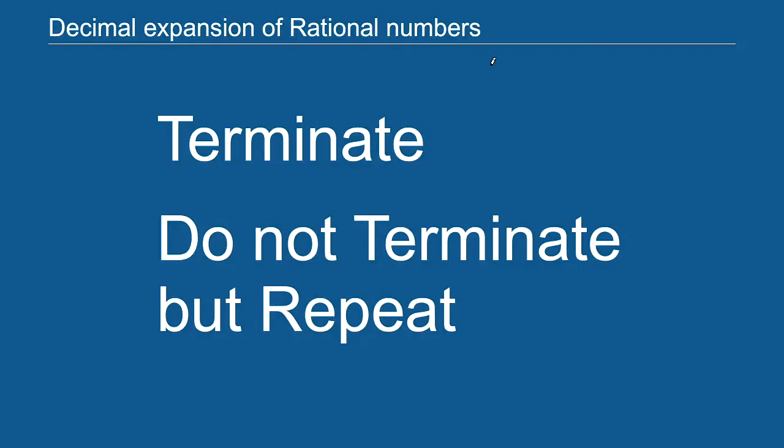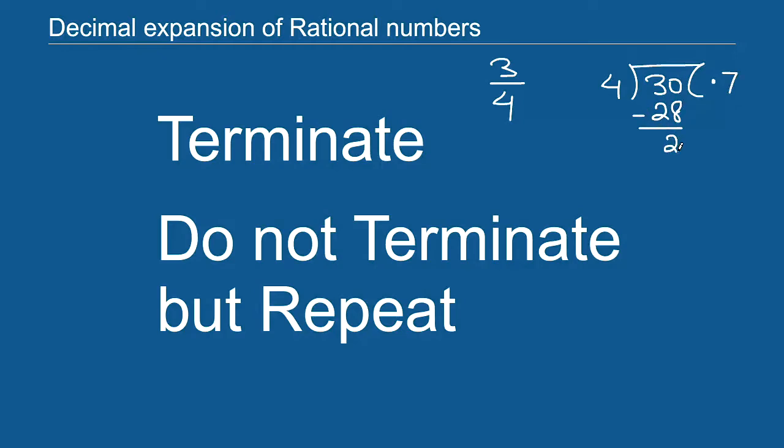So let's say we have a rational number like 3 by 4. What is the decimal expansion of this rational number? Well, the only way to find out is to carry out this division, isn't it? So we write the number 4 and the number 3. 3 is smaller than 4, so we put a decimal and we get a 0. So 4 times 7 is 28.